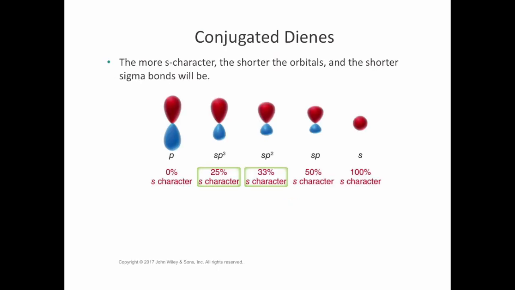The trend is that the more s character, the shorter the orbitals and the shorter the sigma bonds will be. So if you have a p orbital, that has 0% s character. If you have an sp3 hybrid orbital, it has 25% s character, and sp2 has a third s character, and sp has 50%, and then of course an s has 100% s character.